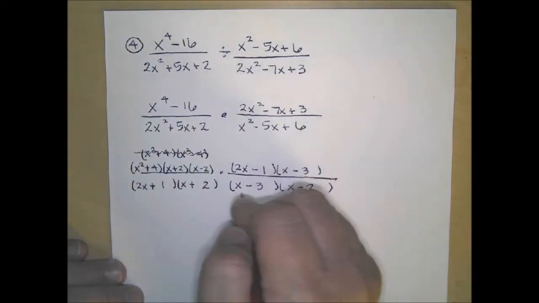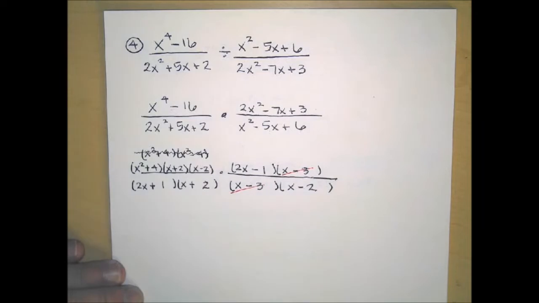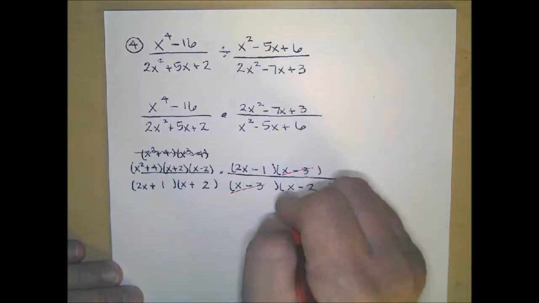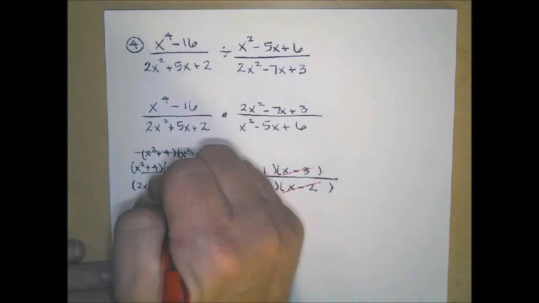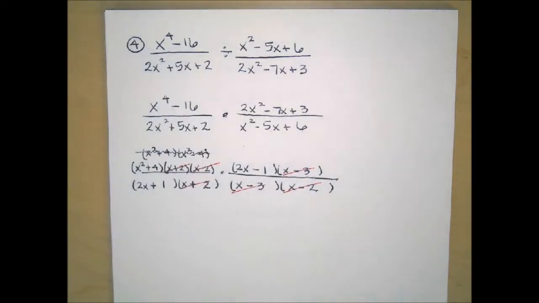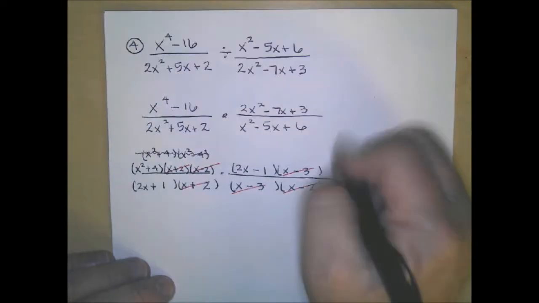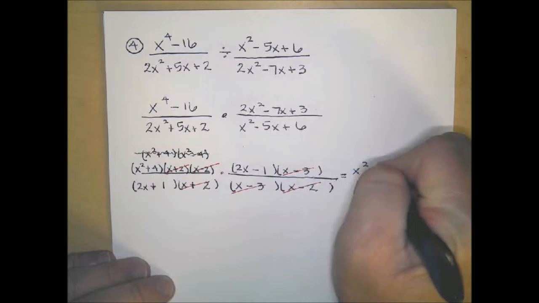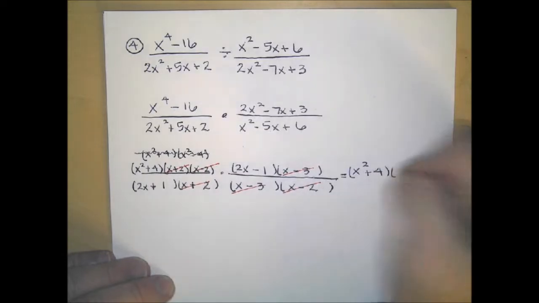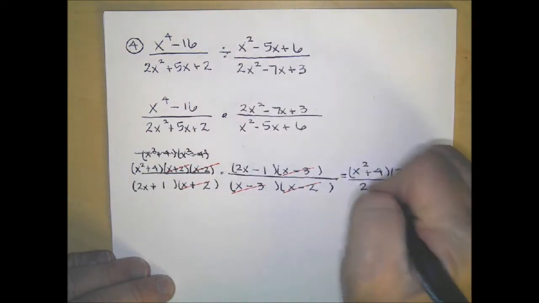So this x minus 3 and that x minus 3. This x minus 2 right here and that x minus 2 right there. This x plus 2 right there and that x plus 2 right there. So it looks like my final answer is x squared plus 4 times 2x minus 1 all over 2x plus 1.